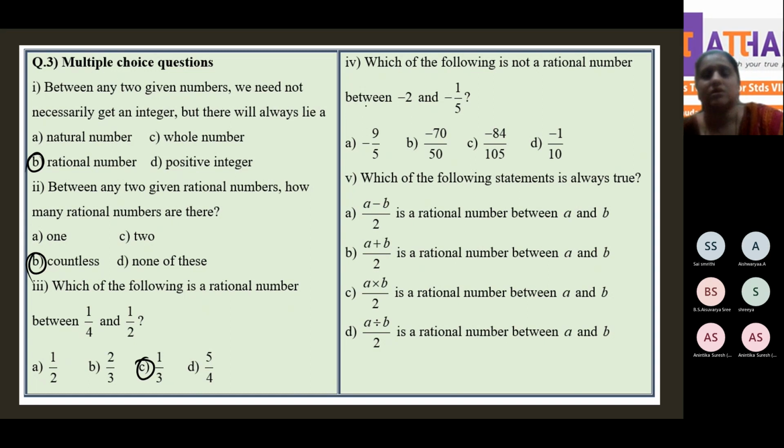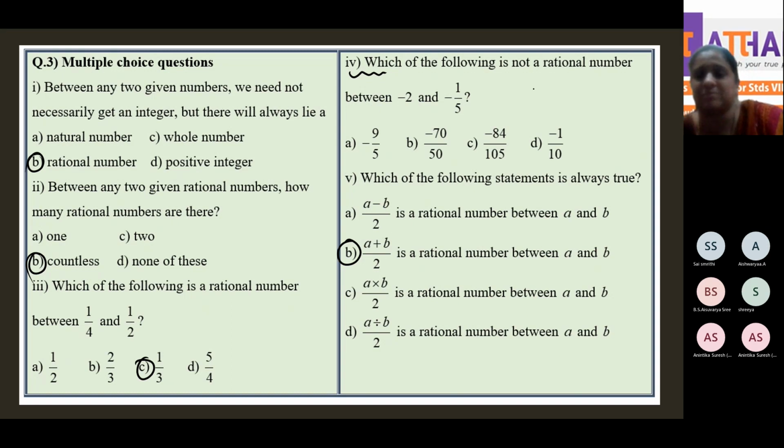Children, since it's time, you please try this one. I'll answer the last one for you. Which of the following statements is always true? See here, when you have two rational numbers A and B, their difference divided by 2 need not lie between them.